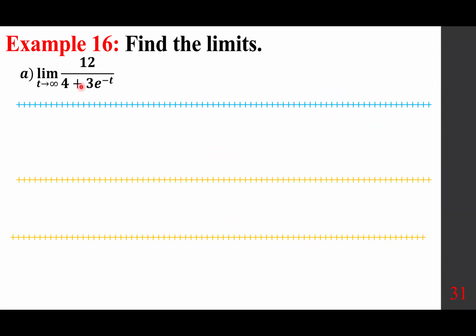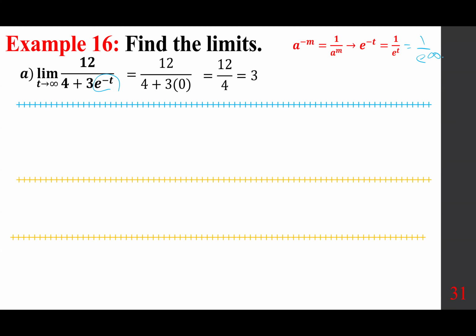The limit of 12 over 4 plus 3 to the power minus t as t approaches infinity, if you plug in, you get 0. Why is that? A to the power of minus m is 1 over a to the power of m. This is a negative exponential rule. Therefore, e to the power of minus t is 1 over e to the power of t. And so if you look at this one, it's 1 over e to the power of infinity, which is 1 over infinity, which is 0. So the answer is 12 over 4 or 3.